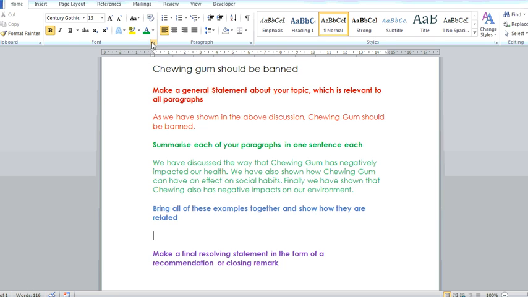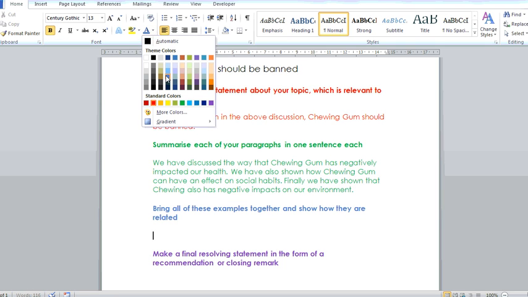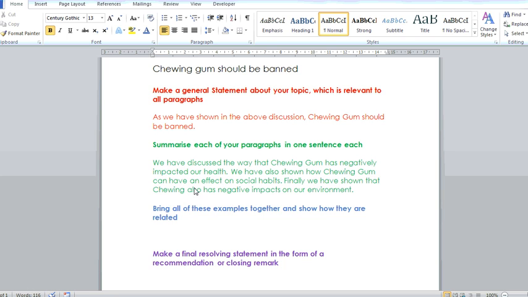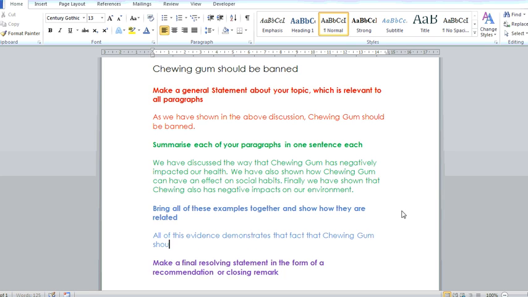Now once I'm at this stage, I now have to bring it all together. Okay, and this is, I suppose, the leading out of your essay. So it's important to make sure you're clear, because these are the last words that the person reading your essay is going to remember. So I'm going to say, all of this evidence demonstrates the fact that chewing gum should be banned. Okay? Really simple sentence.